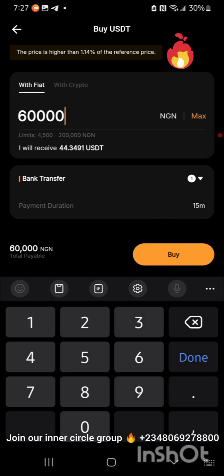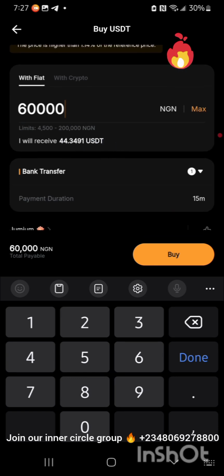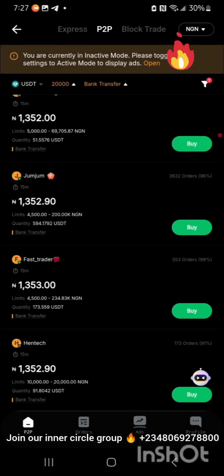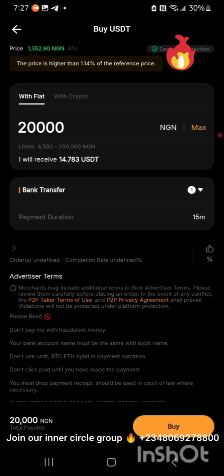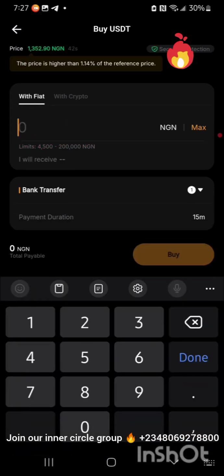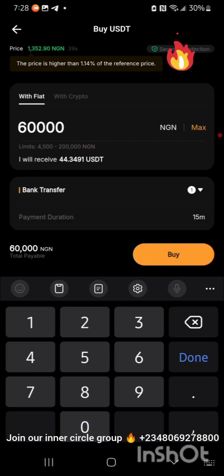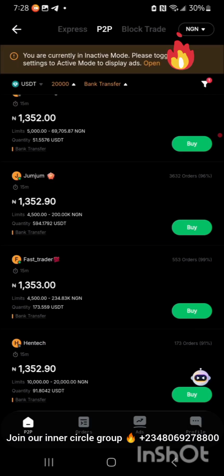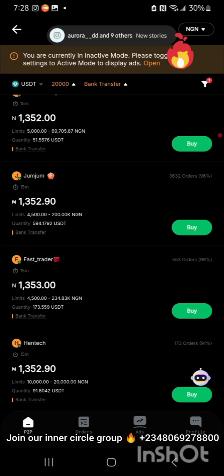an interface will be prompted where I'm going to pay this seller. Then it will release 44.34 USDT to my Bybit account. Let us do it again: 60,000 is going to give us 44.34 USDT, equivalent to $44.34. Then after buying it, you can sell it on another P2P market at a much higher price and retain your profit.